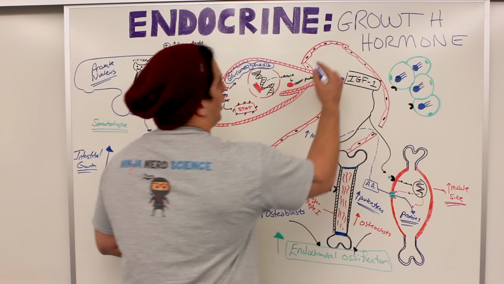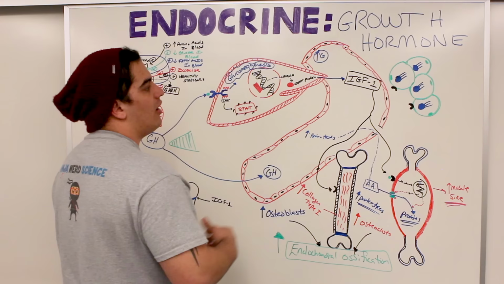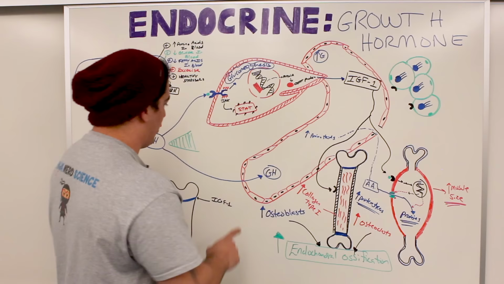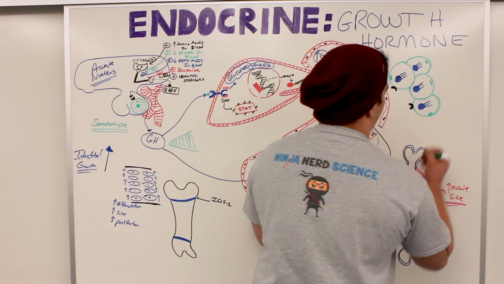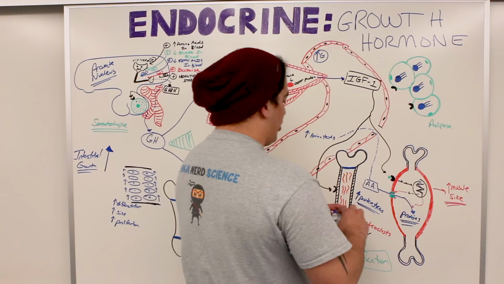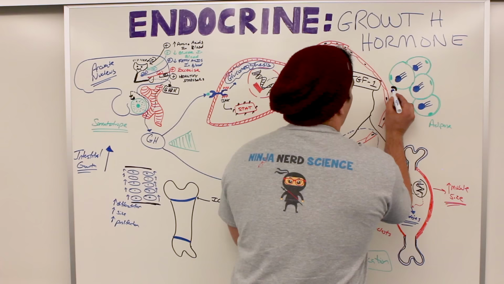How are you making this glucose? From non-carbohydrate sources. Where are those non-carbohydrate sources coming from? Let's just track this growth hormone all the way over here to the adipose tissue. So this is our adipose tissue right here, right? What this growth hormone is going to do is bind onto these receptors here. So here's a receptor here, here's a receptor here. What's it going to do? It's going to trigger this intracellular mechanism.